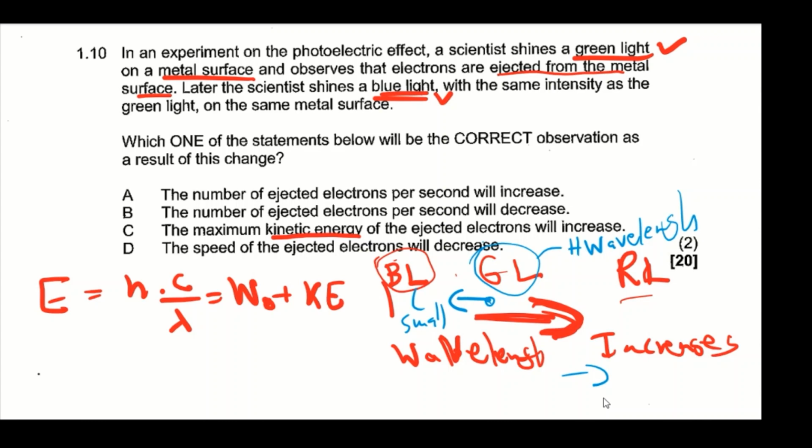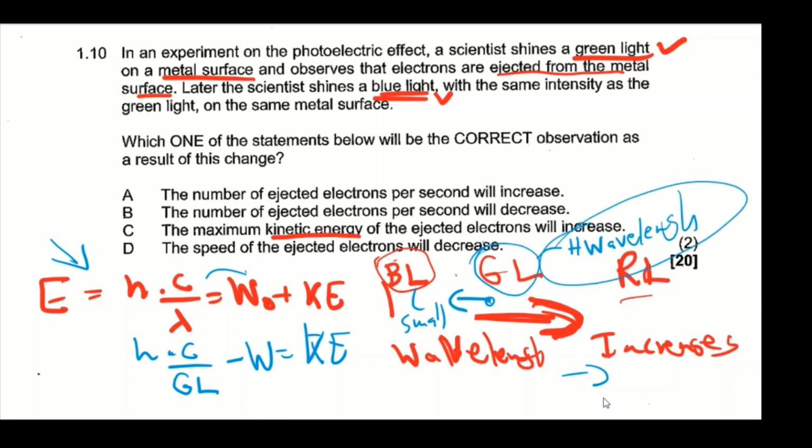So if you go to this formula that I just indicated, it's h multiplied by c over lambda, because we're starting from the green light. Then I transpose this W to the other side, and we have minus W equals the kinetic energy. So the kinetic energy of the green light is going to be smaller. Why is it smaller? Because it has a higher wavelength, compared to the blue one. And since we're starting from green to blue, then it will change.